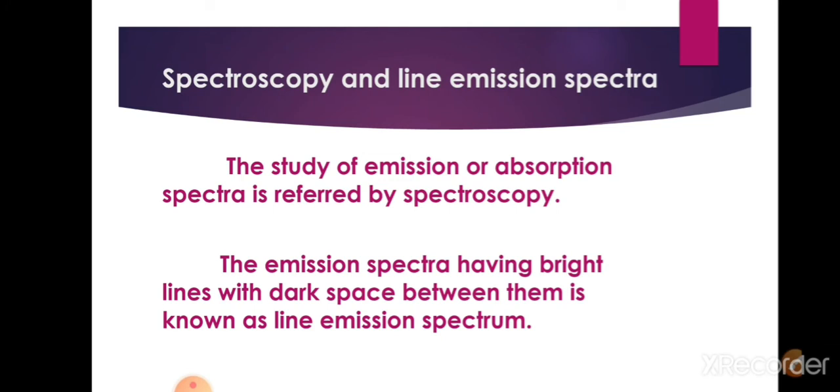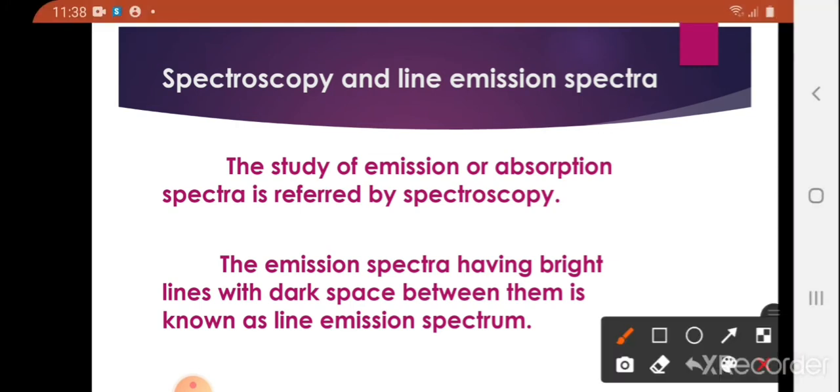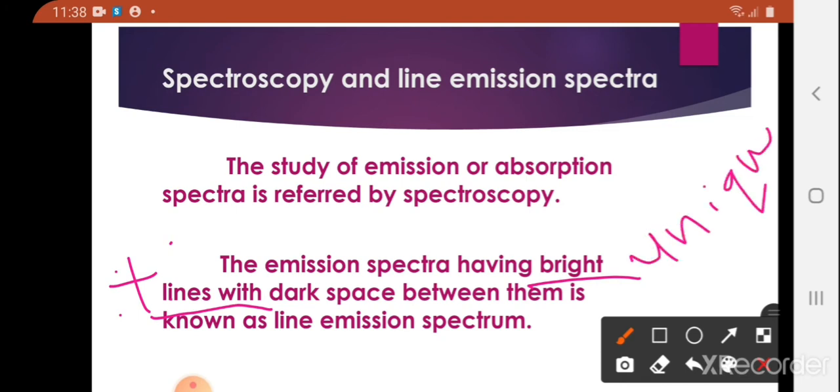Now, we will move on to the line emission spectra. The emission spectra having bright lines with dark space between them is known as line emission spectra. Line emission spectra is of great importance because it helps in the study of electronic structure. That is, each element has a unique line emission spectrum so that we can identify what the element is.